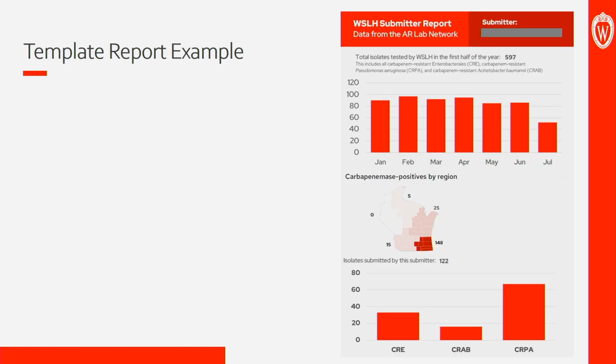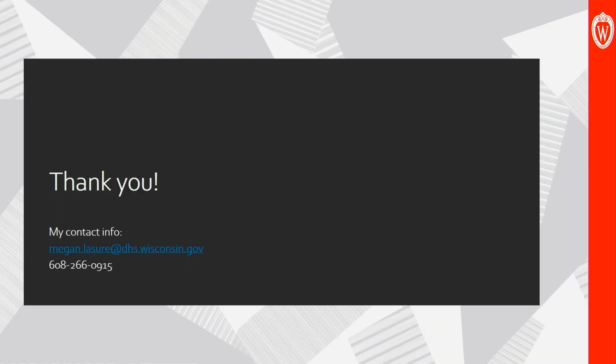This is an example that I mocked up to show what it could potentially look like. We have how many isolates were tested across the top in the whole state, and then by region, carbapenemase positives by region, and then at the bottom some isolates by submitter. So, something like that. If that is interesting to you, feel free to let me know. Otherwise, thank you, and I'm happy to take any questions.